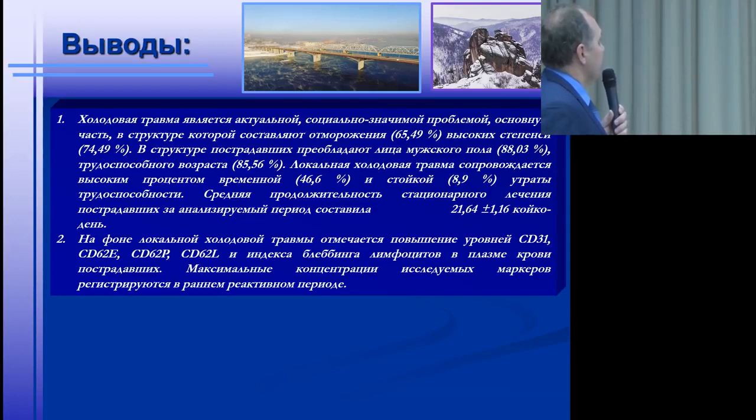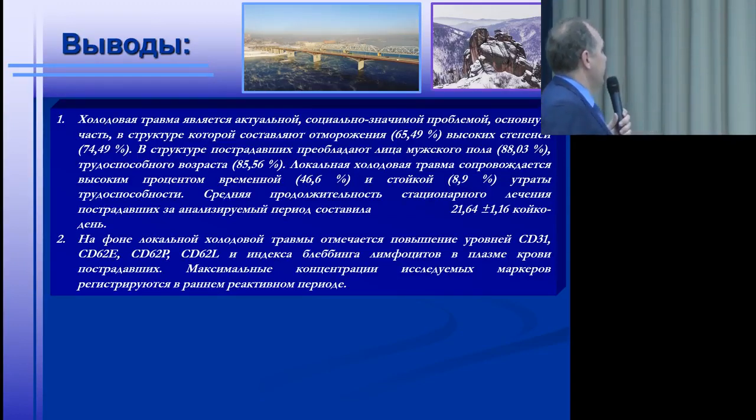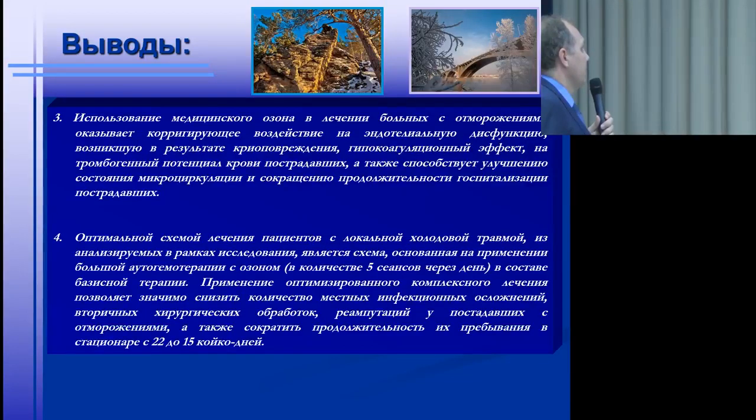The structure of patients has a prevalent number of males who are capable of working. Local cold injuries are accompanied by a high percent of permanent or temporary incapacitation. The in-hospital time was about 21 days. Also, the increase of CT31, CT62, CT62P, CT62L, and the index of blebbing of lymphocytes in the blood plasma becomes higher. Maximal concentrations of markers are registered at an early reactive period.